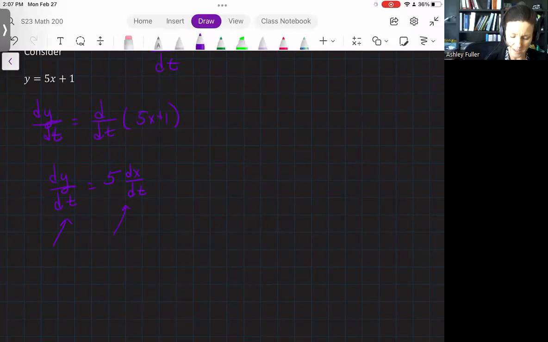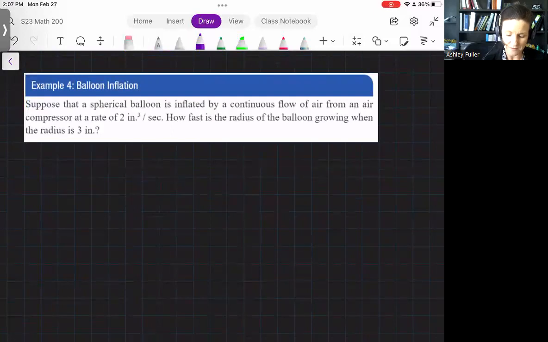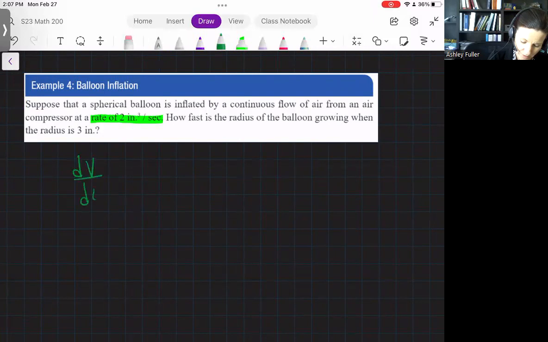Let's look at this in something that might make a little more sense in terms of word problems. If we have a balloon that's being inflated by a continuous flow of air, and that rate of flow of air is 2 cubic inches per second, we want to know how fast the radius of the balloon is growing when the radius is 3 inches. Well, we know that the change in volume with respect to time is 2 cubic inches per second. What we want to find is the change in radius with respect to time.